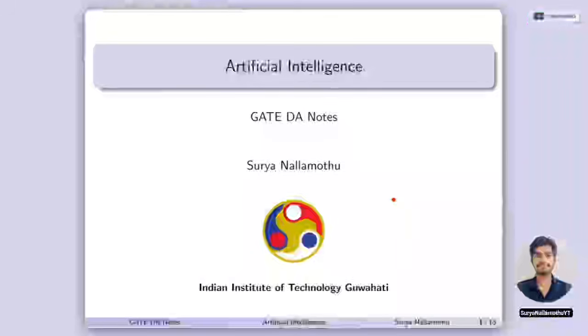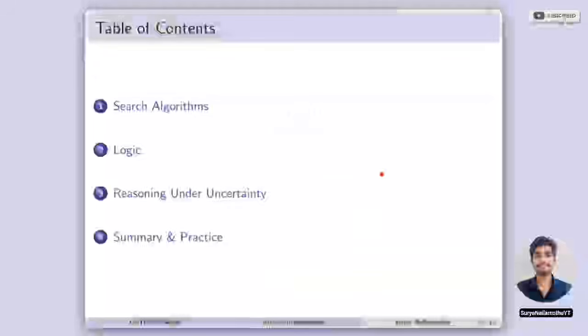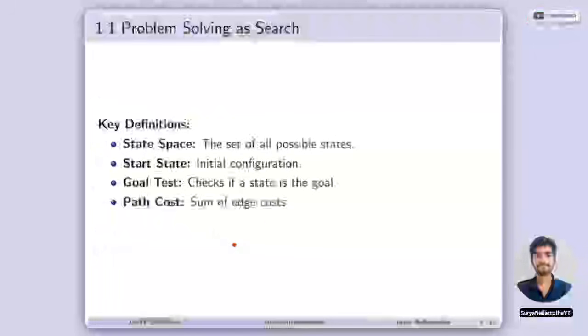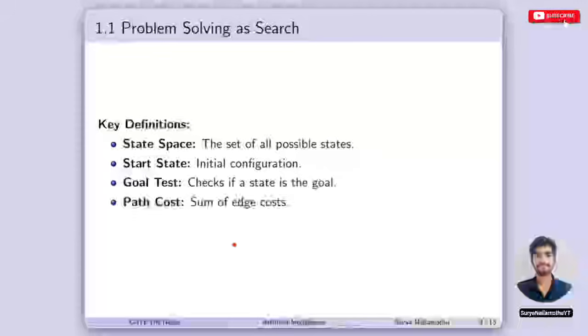Artificial intelligence. There is definitely a chance of getting a question, because the name includes data science and artificial intelligence. So definitely one or two questions will come from this subject. Next, these are the topics we have: search algorithms, logic, reasoning under uncertainty, and summary in practice. Here we observe problem solving as search.